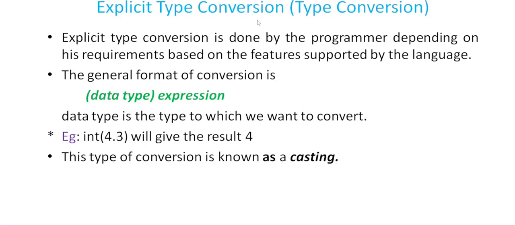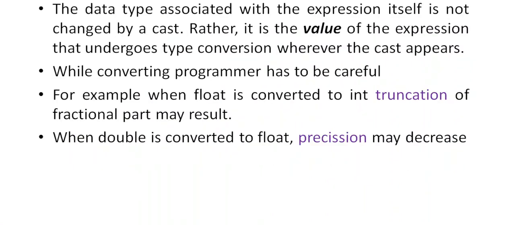Explicit type conversion: you want to do it explicitly, as a programmer, you want to control. In that case, you can use this type of expression: data type followed by expression. That means you want to convert from one form to another form, and that other form you have to write here. Suppose 4.3 is the floating point and you want to convert it to integer. So what is the data type? It is nothing but int. So int of 4.3 is nothing but 4. This type of conversion is called casting, type casting.